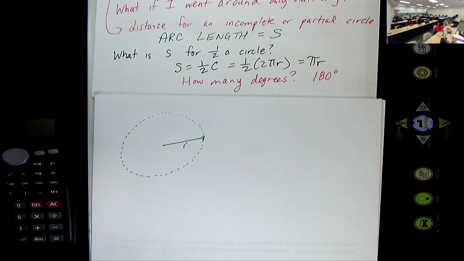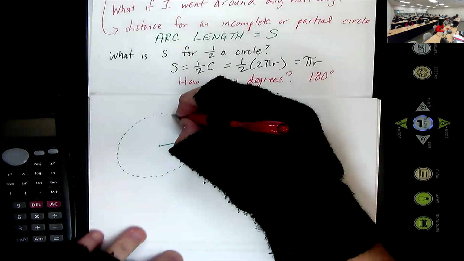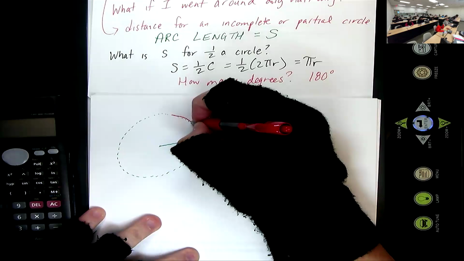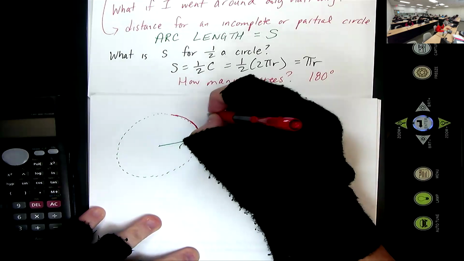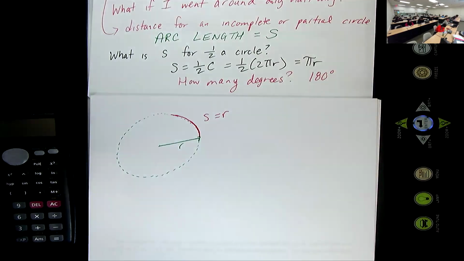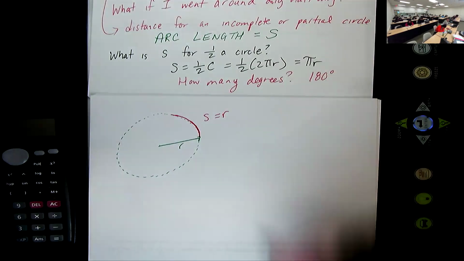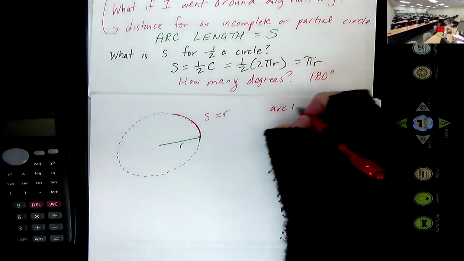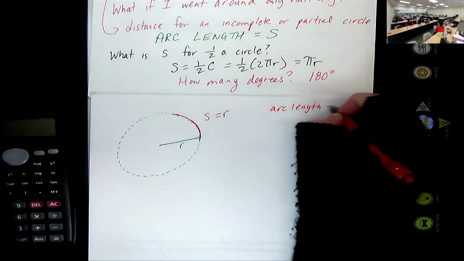What if I have an arc length that's about this long, where S actually equals R? It's the same length as the radius. Arc length equals radius.